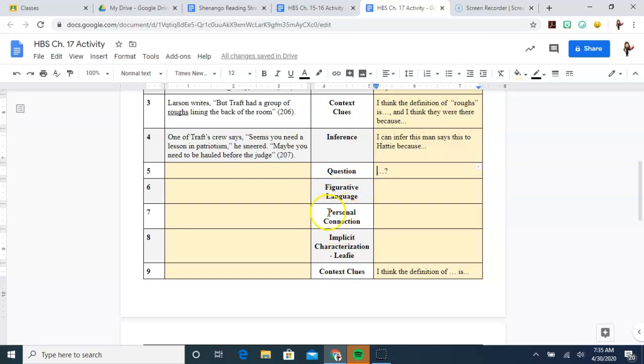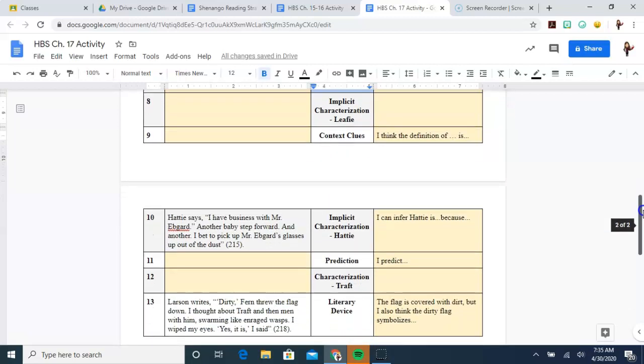Figurative language, we already talked about that one. Personal connection. Most of you did really well with this on the Andrew Carnegie unit back when we were in school. But a personal connection, again, for those of you who are still kind of confused about that, is how can you personally relate to the text? Has there been something that has happened in your life that involves you that relates to the text in some way? Okay, so you want to think about that. Not that relates to your friend, but that relates to you personally.